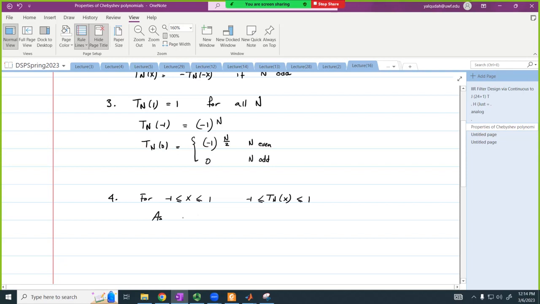And as the absolute value of x goes to infinity, the magnitude of Tn of x will also go to infinity. So let's run MATLAB and see what all this means.